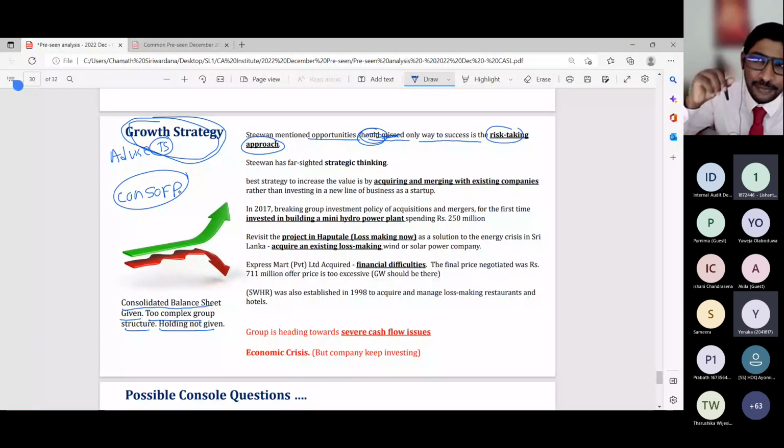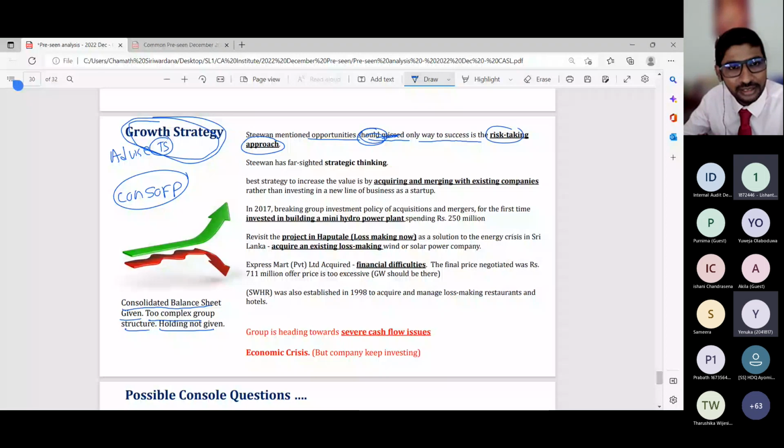And the pre-seen is expressly mentioned. Most of the companies they have already acquired were in financial difficulty, and Safeway Holdings went there and acquired that particular company, right? That's what they did. And they have stated the intention also: if a hotel is loss making, we will acquire; if a wind power plant or solar power plant is loss making, we will acquire that company. So that is the kind of acquisition mindset they have.